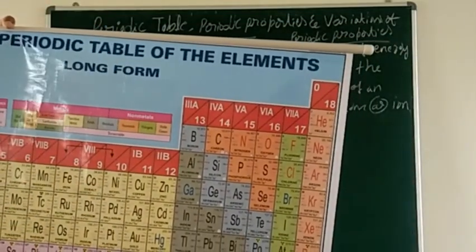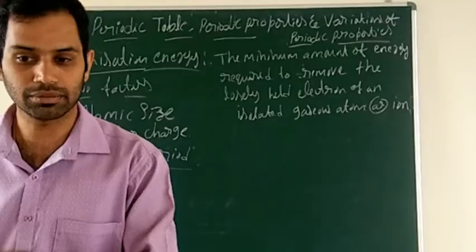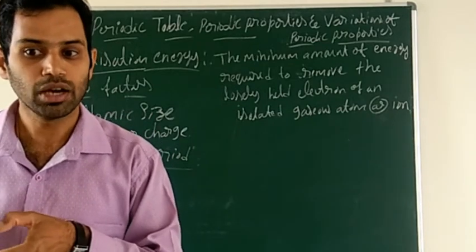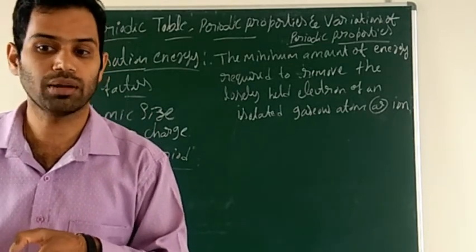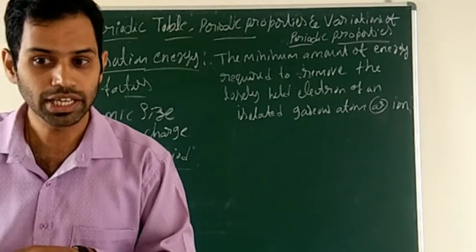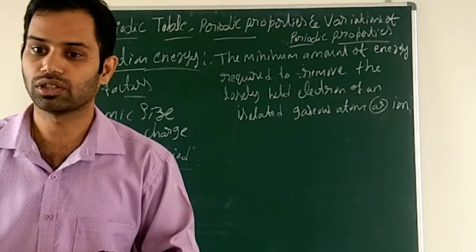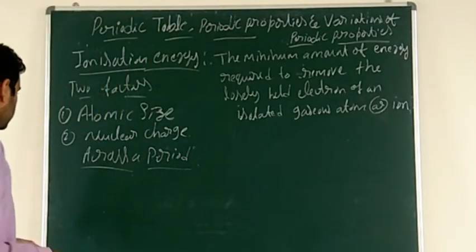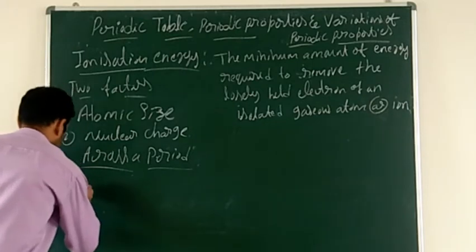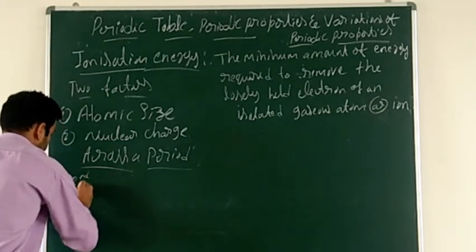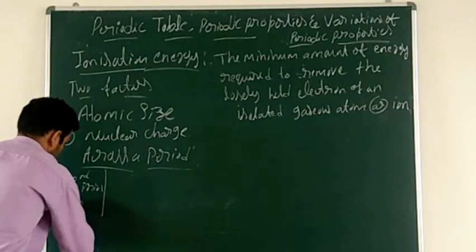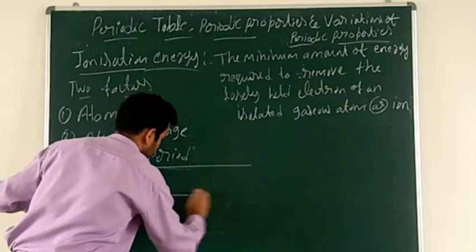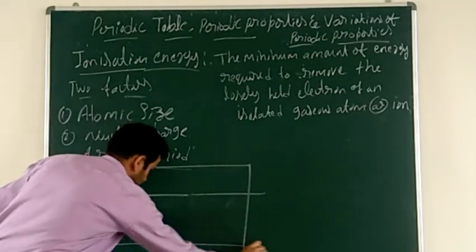Now I am considering the second period elements. Decreases means their size will decrease, condensed. That time more amount of energy is required to remove the electron from its outermost shell. So, for example, look at it. Second period elements across the period. Ionization energy, how does it increase? Let's see then.